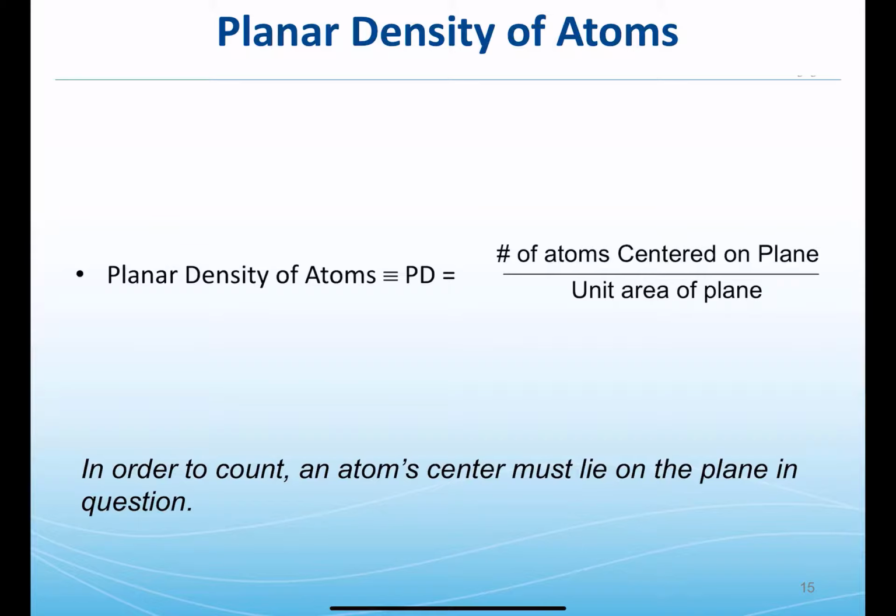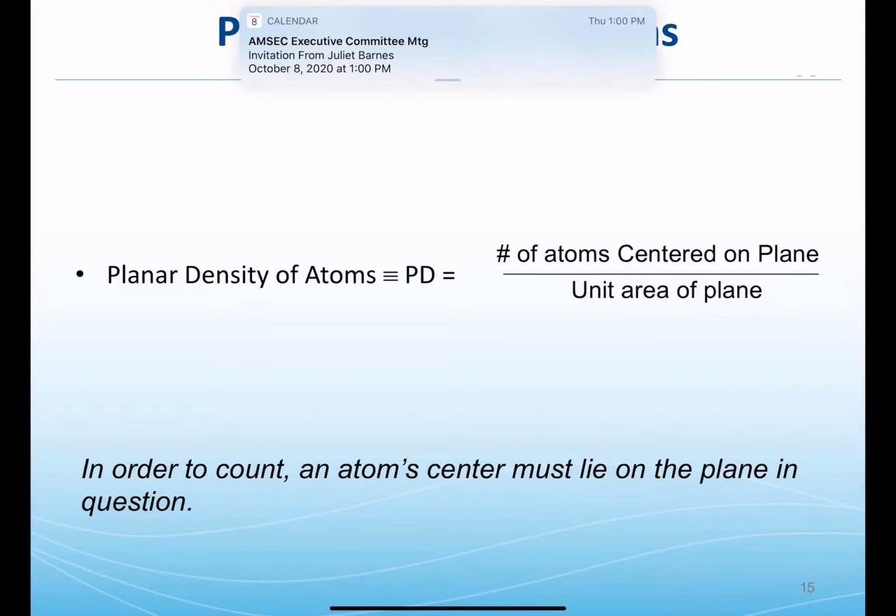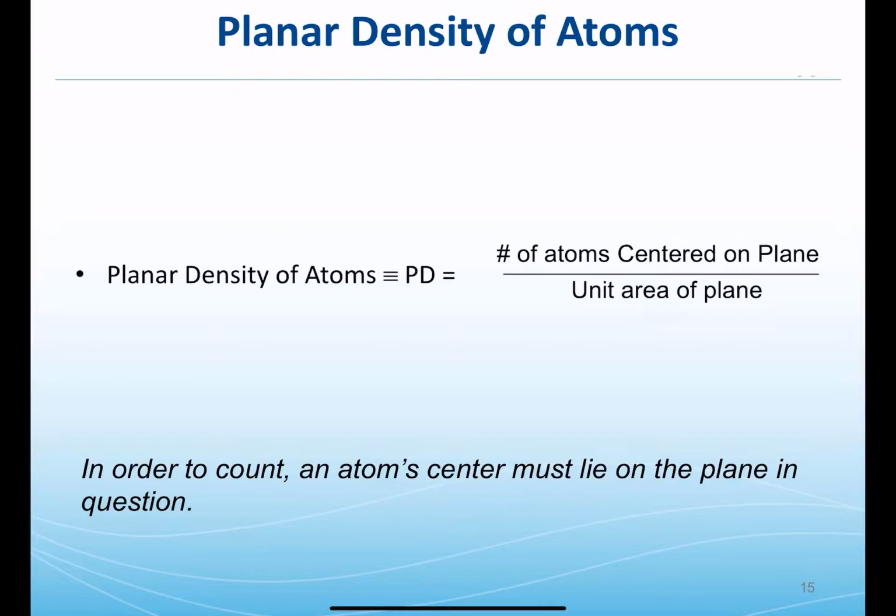Okay, so an idea that we can build off this now is the planar density of atoms. This is the equivalent idea that we had for a vector or a line and how many atoms lie on that line. We can do this now for a plane. So here the idea is going to be, let's consider the number of atoms centered on a plane. And again, the key idea there is that the atom center must lie on that plane, not a portion of the atom, not the top hemisphere of it just being cut off by the plane, but the center of it must be on that plane if we're going to count it.